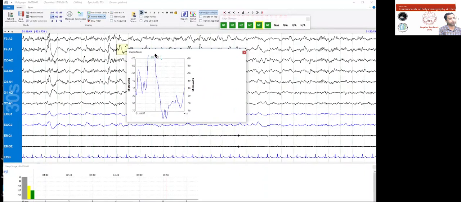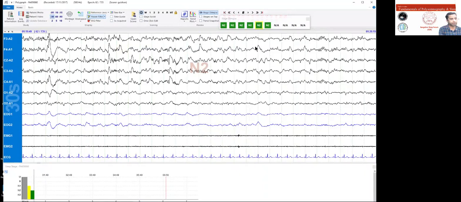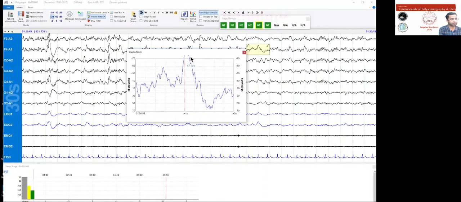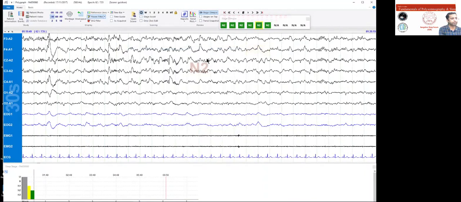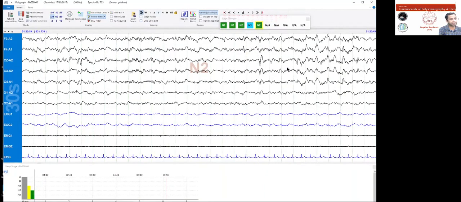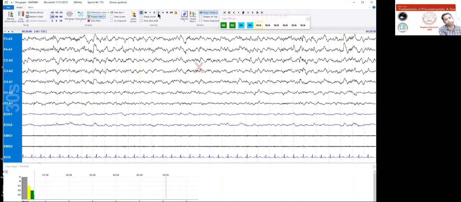This one is about 1.2 seconds, so this is a slow wave activity. It's a zoom view. Many slow wave activities are there, and you can also see this slow wave activity in zoom view. So what stage is it then? N3. We mark that stage as N3 because slow wave activity is present for more than 6 seconds, or 20% of the total epoch.